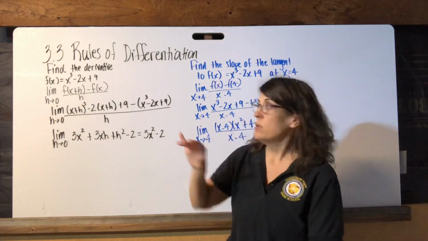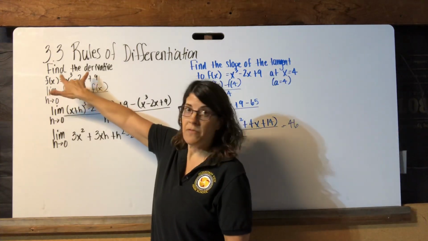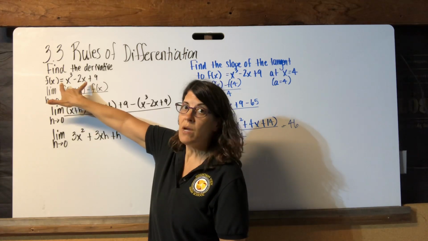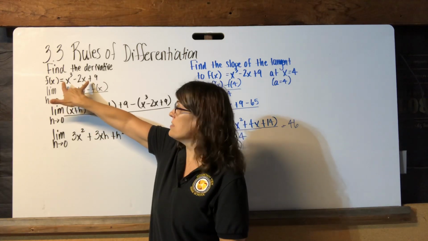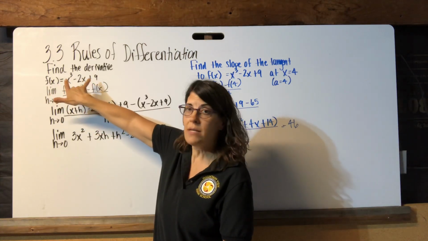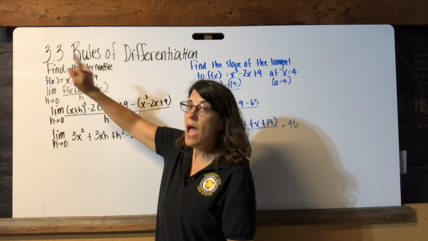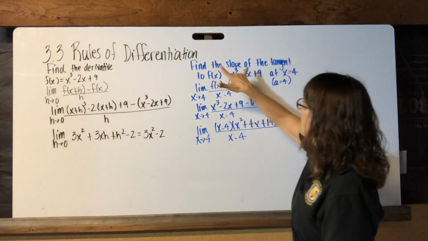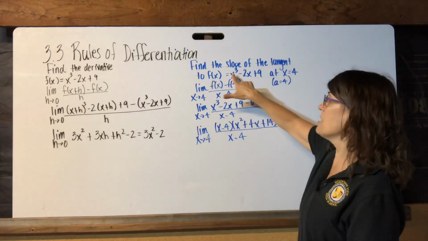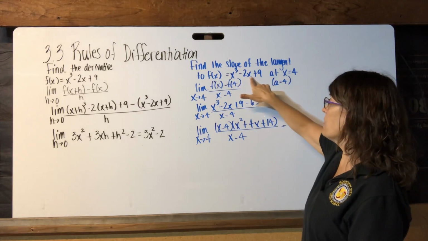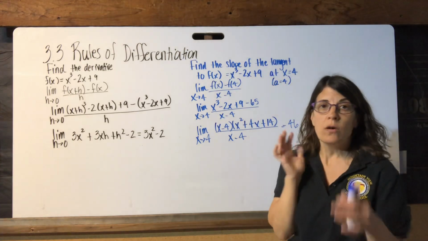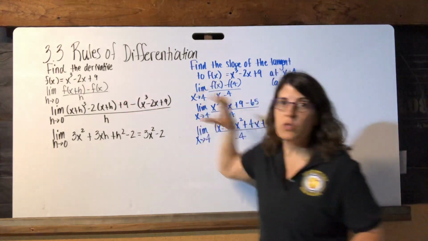I want you to find the derivative of f of x equals x cubed minus 2x plus 9. And then I also want you to find the slope of the tangent to f of x equals x cubed minus 2x plus 9 at a specific point, x equals 4. So stop the video and do those 2 problems.